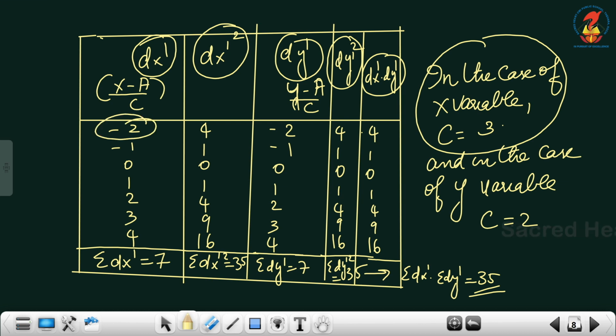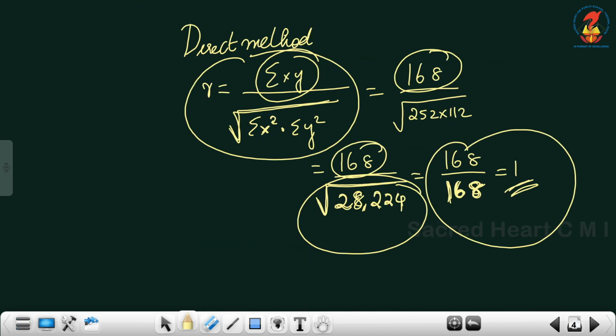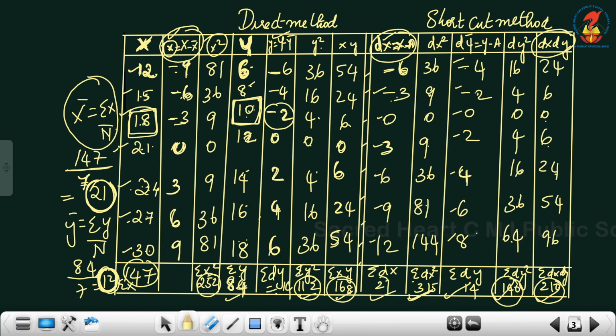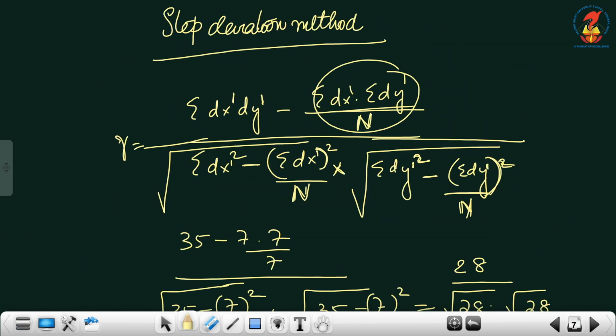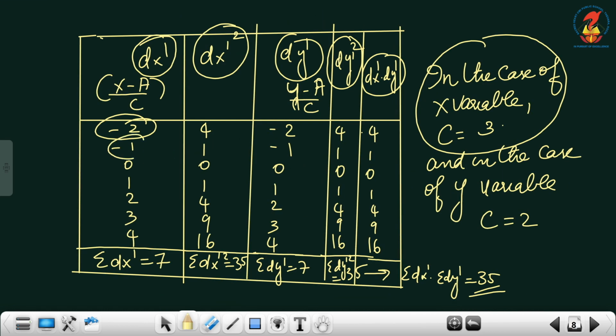So your first dx, as per the table, is minus 6, isn't it? x minus a by c, c means 3. Minus 6 by 3 should be minus 2. Your first value is minus 2. Here, minus 3 is x minus a. Minus 3 by 3, 3 is the common factor, should be minus 1, isn't it? Let us check whether the next value is minus 1. Yes, it is minus 1. So, the next values are 0, 1, 2, 3 and 4.